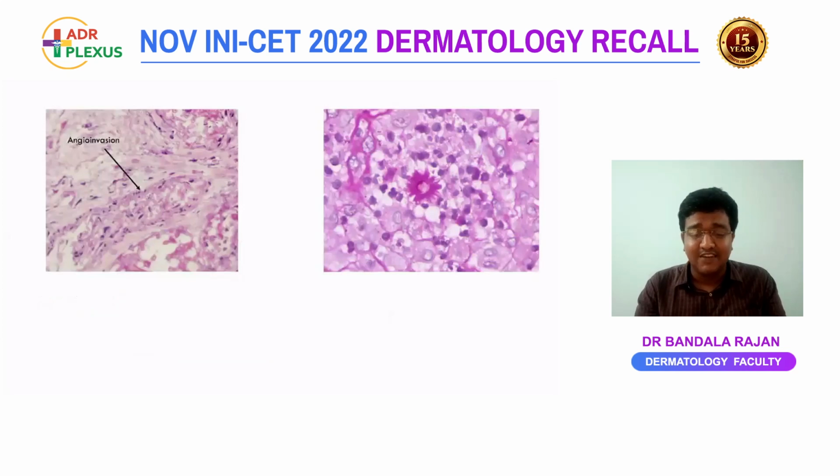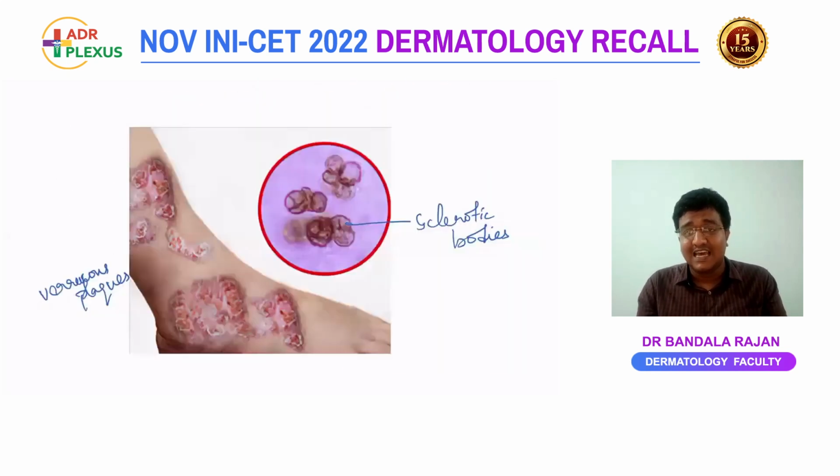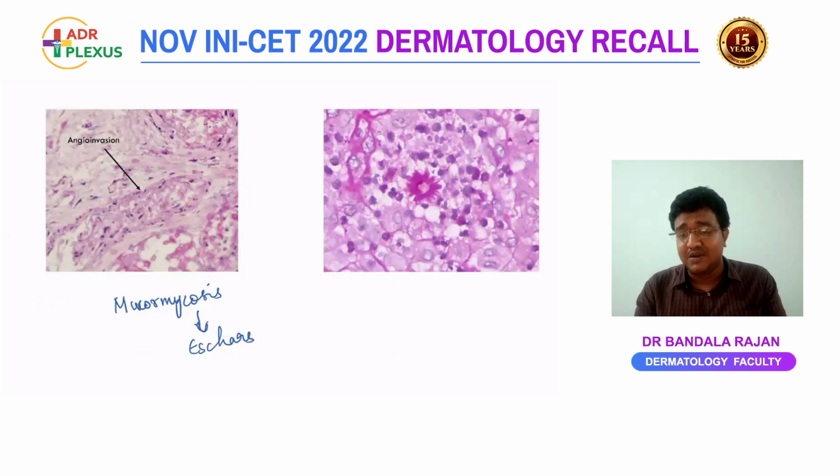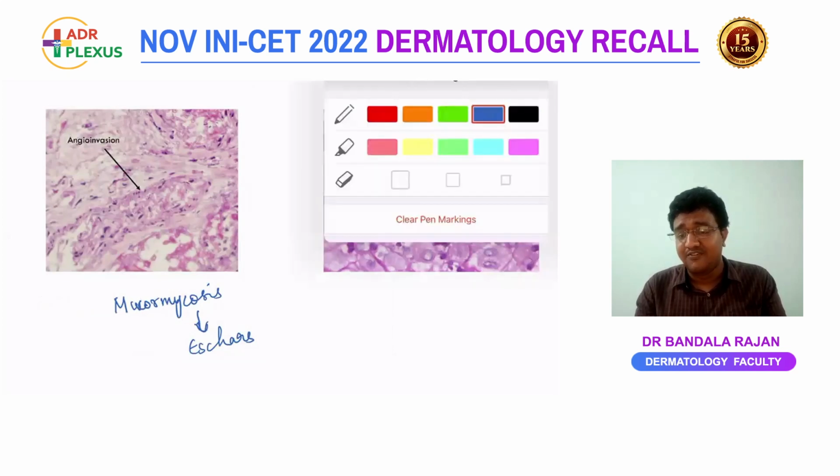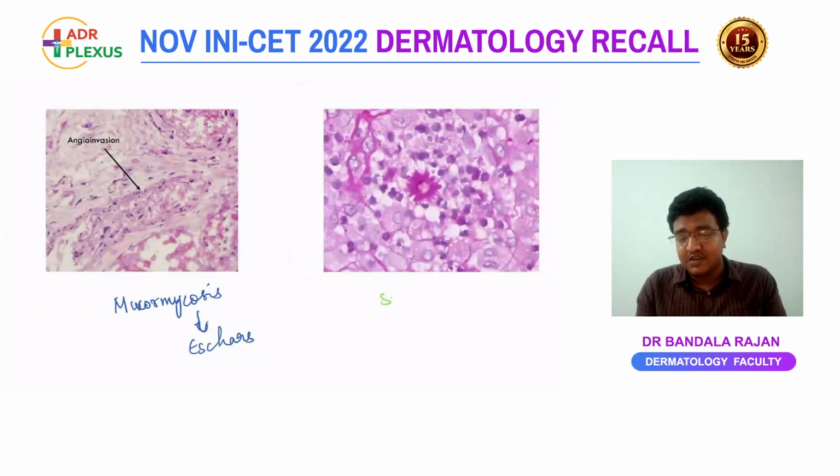Angioinvasion. Here we can see this is an angioinvasion. Angioinvasion is a special property of mucormycosis. That's why they are having necrotic lesions known as eschars. Next option given was asteroid bodies. Asteroid bodies are seen in a fungal infection known as sporotrichosis.